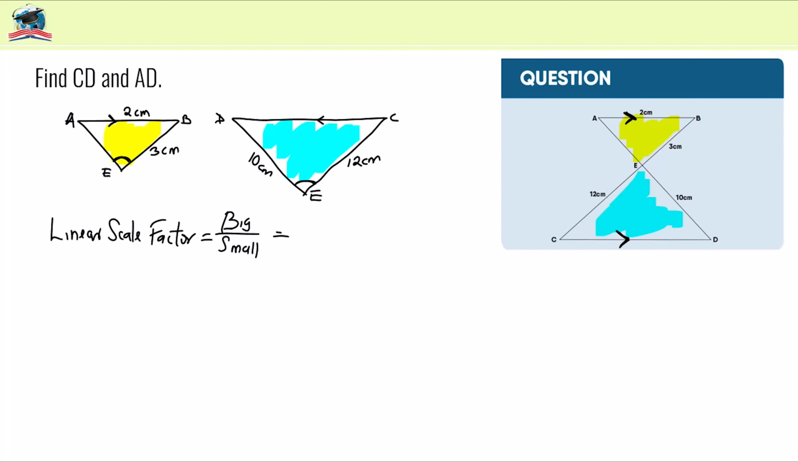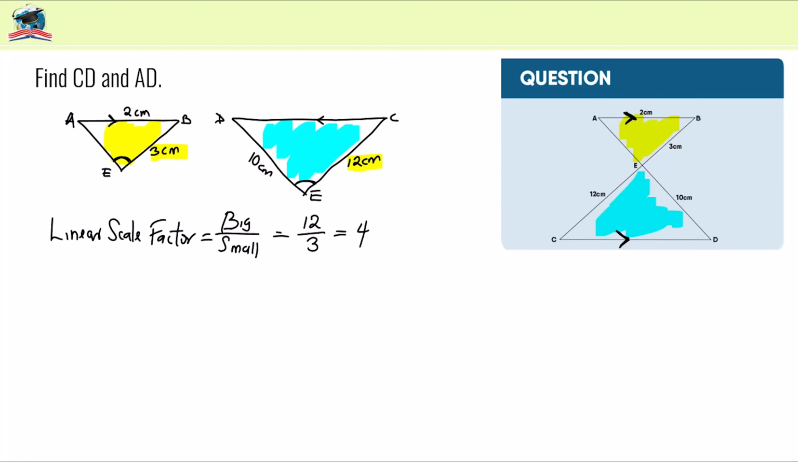Okay, so big over small, what are we going to use? We have this side here which is given, 3 and 12, so we're going to use that. We go for the big one first, which is 12 over 3, and that gives us 4. Beautiful. So our linear scale factor is 4.